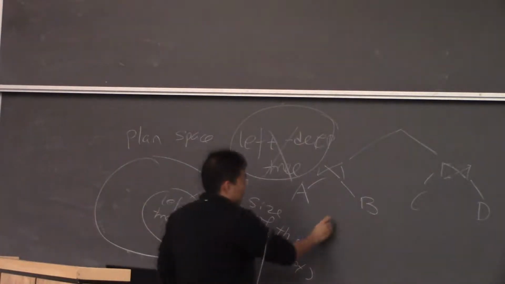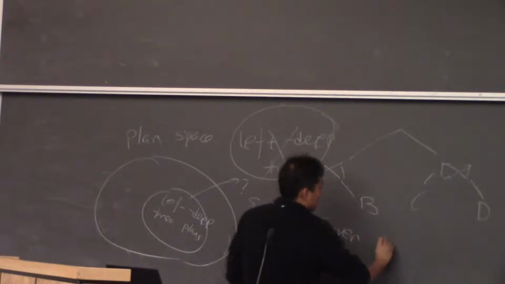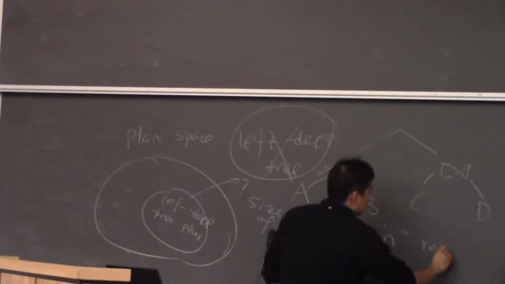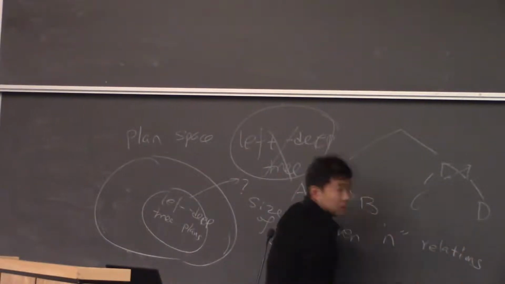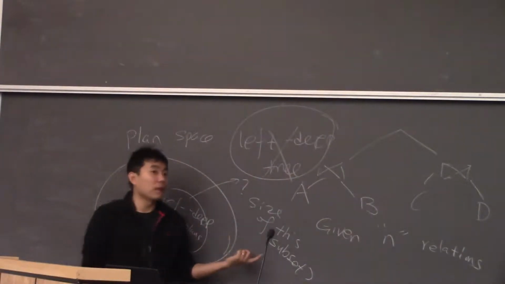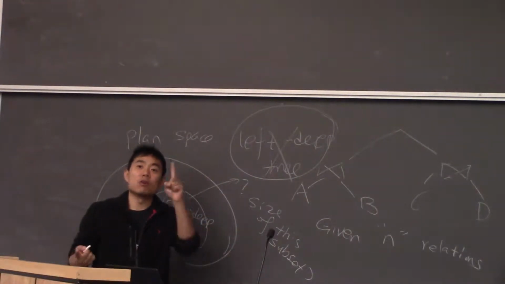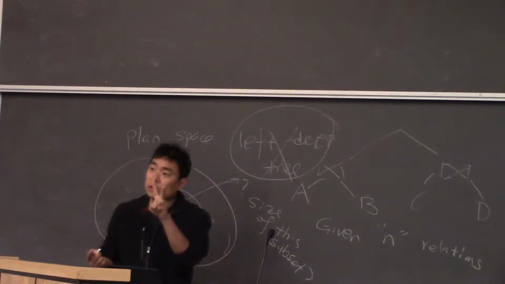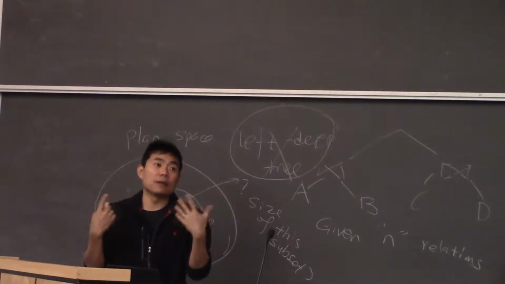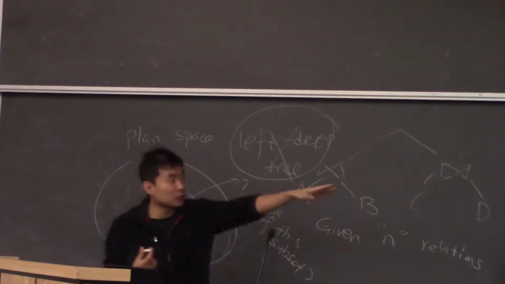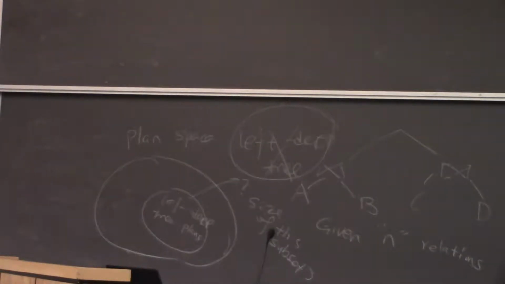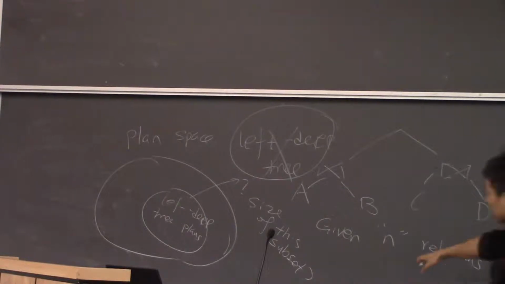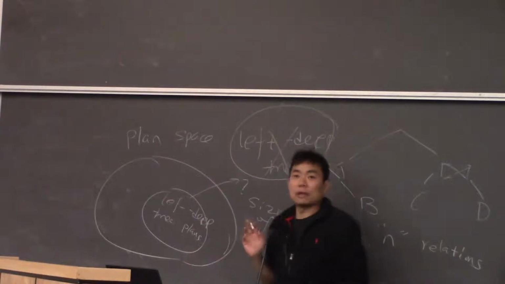Given n relations. Meaning you have n minus 1 join operators. For one join operator, you have two relations. Right? For n relations, you have n minus 1 join operators. Like in this case, I have 3 join operators, A join B, join C, join D, with 4 joining relations. Given n relations, what's the size of this plan space, the left deep tree plan space?